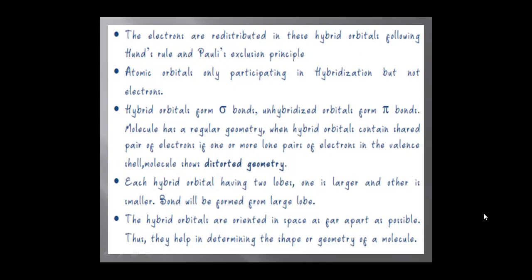Hybrid orbitals form sigma bonds. Unhybridized orbitals can form pi bonds. Each hybrid orbital has two lobes, one larger and the other smaller. Bonds will be formed from the larger lobes. The hybrid orbitals are oriented in space as far apart as possible. Thus, they help in determining the shape or geometry of the molecule.